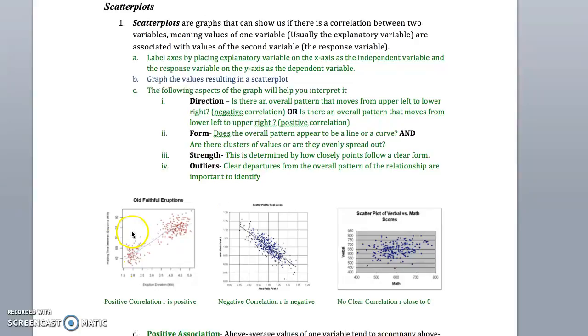Form, you can see that there's clusters of points here. So form is included, are there points clustered in gaps? Also, does the form appear linear, like a line, or does it look more like a curve, in which case linear regression would not be appropriate.